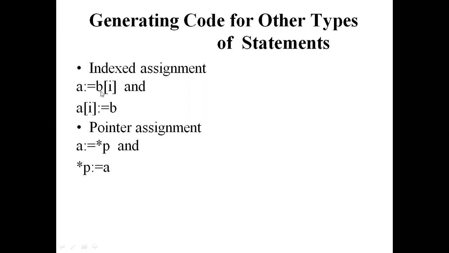For indexed assignments we can use these code sequences: a = b[i], or a[i] = b. These are the representations we can use for indexed assignments. For the pointer assignment statement, a = *p. Here we are using the asterisk, which represents the reference pointer. So it is a pointer assignment, a = *p, or *p = a. These are the two most important types of statements, which we consider as other types of statements and name indexed assignment and pointer assignment. We just need to know how to write the code sequence for indexed assignments and pointers.